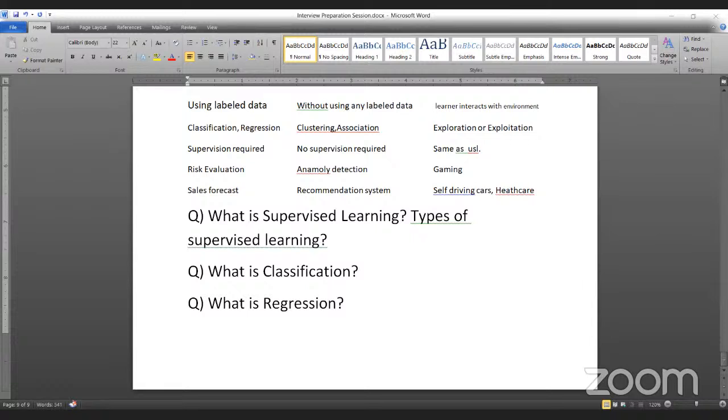Yeah, Venki, correct. Examples for this will be linear regression. Then we are having decision tree, support vector regression, lasso regression, ridge regression, random forest, and many more.